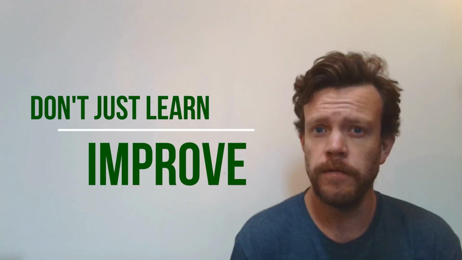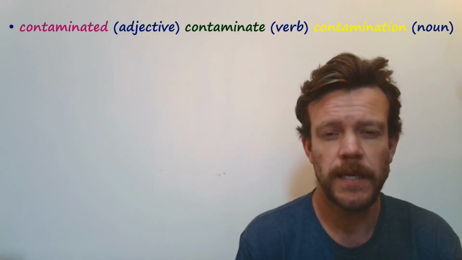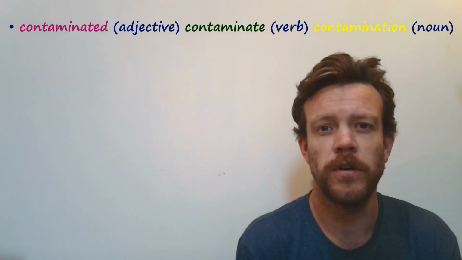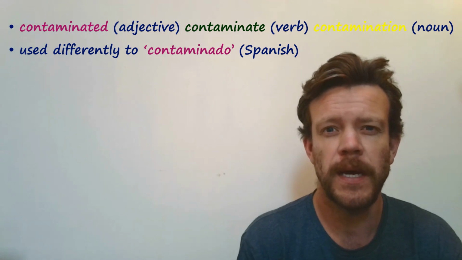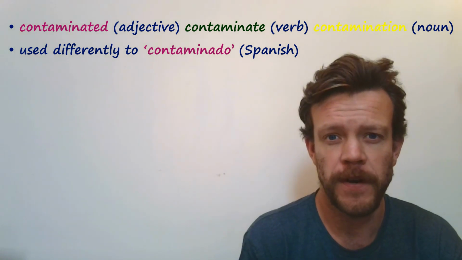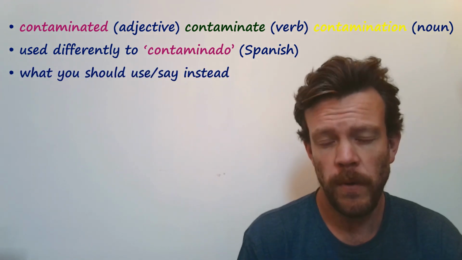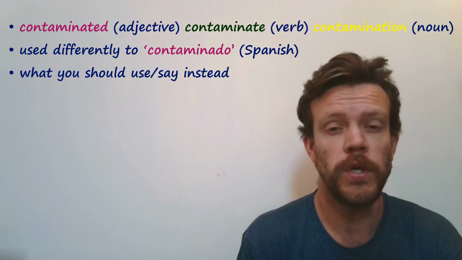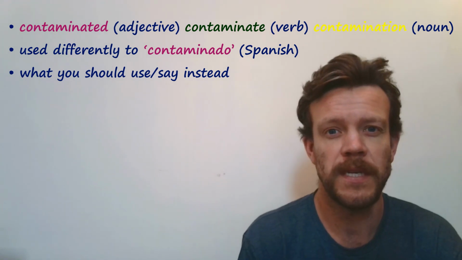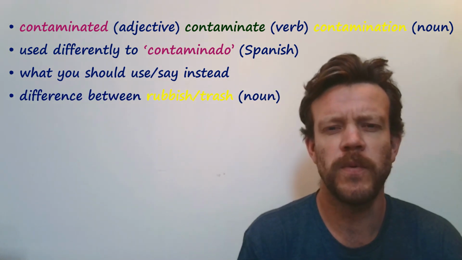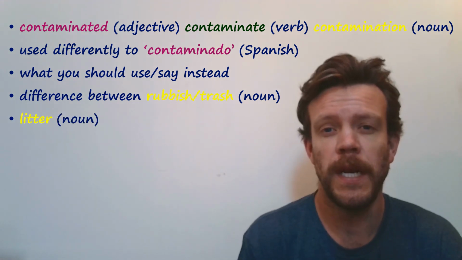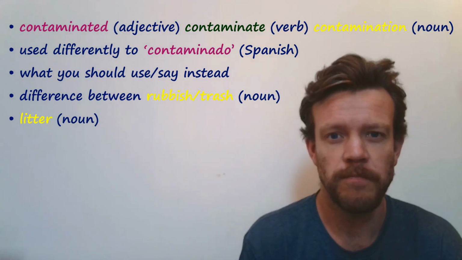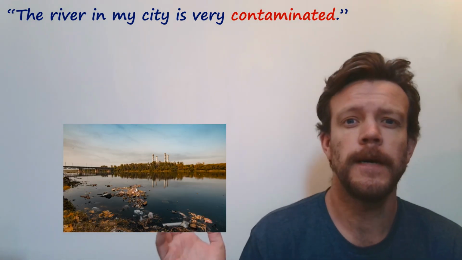Don't just learn, improve. So today we're going to look at the word family of contaminated, which students often use in the wrong context or situation, especially Spanish or Portuguese speakers, because you use that word a little differently in those languages. We'll look at the meaning of this, also what you should say when students make the mistake, a little difference between rubbish and trash, British and American English, and also the word litter, which is quite useful as well. So anyway, the mistake is up here.